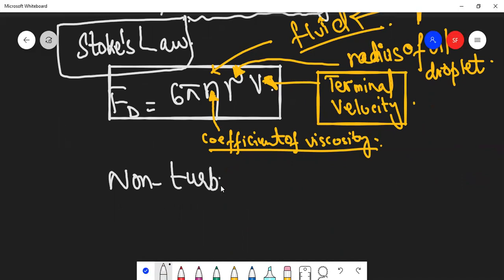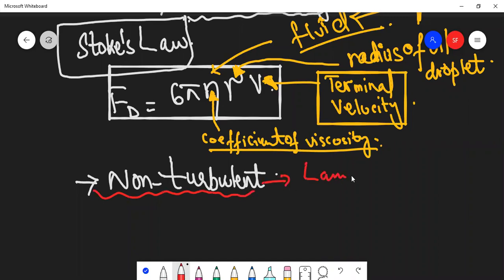Non-turbulent means the flow should be steady. There shouldn't be wave currents in the fluid. Do you know what turbulence is? It has eddies. So non-turbulent means that its flow should be laminar, or smooth.